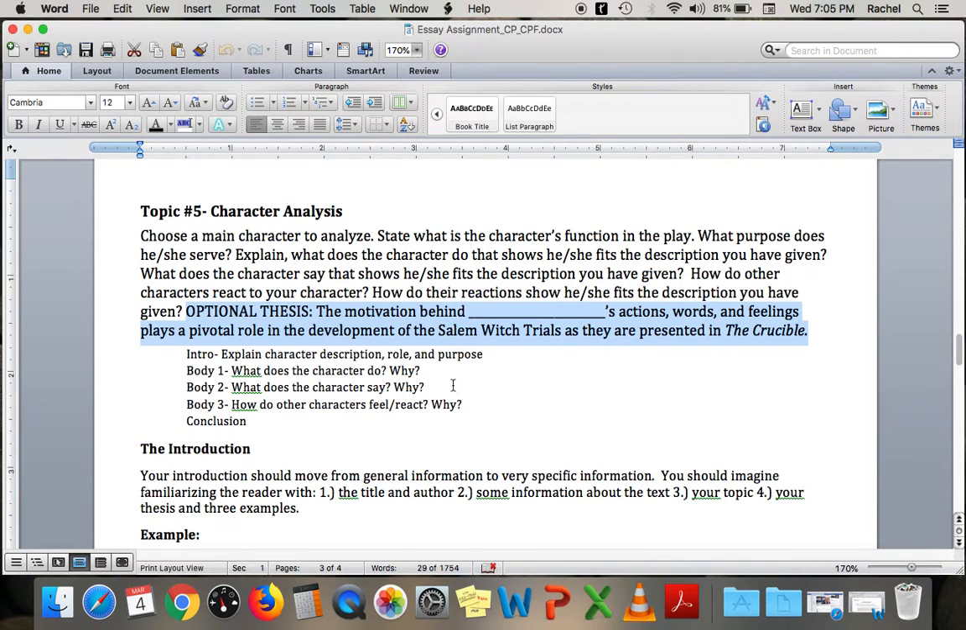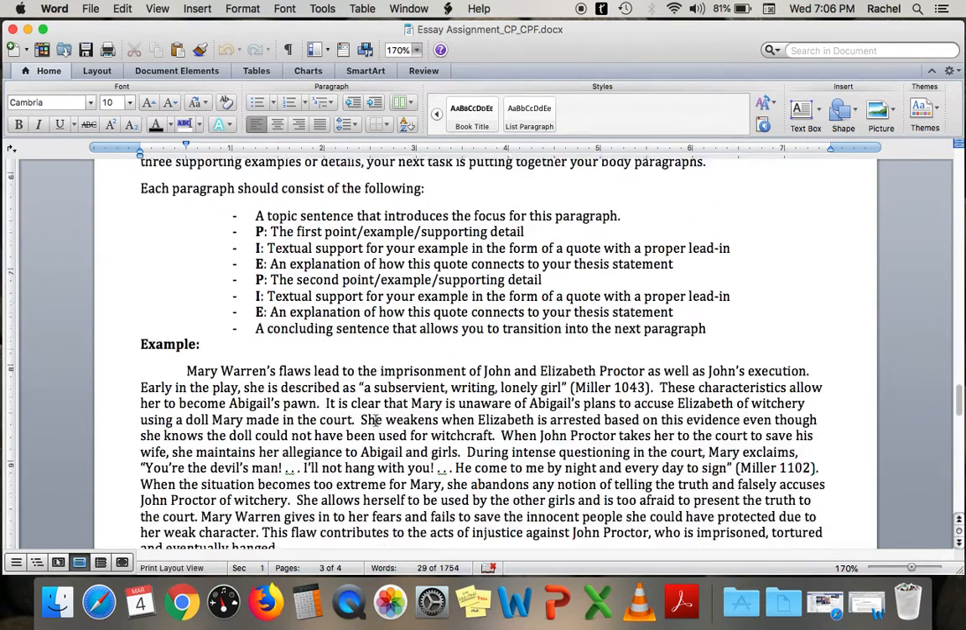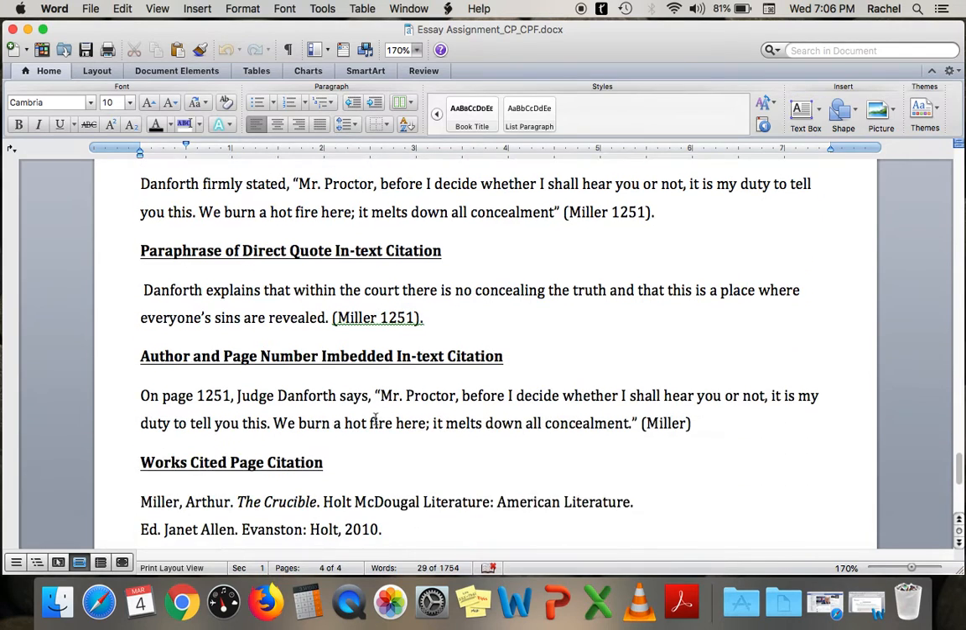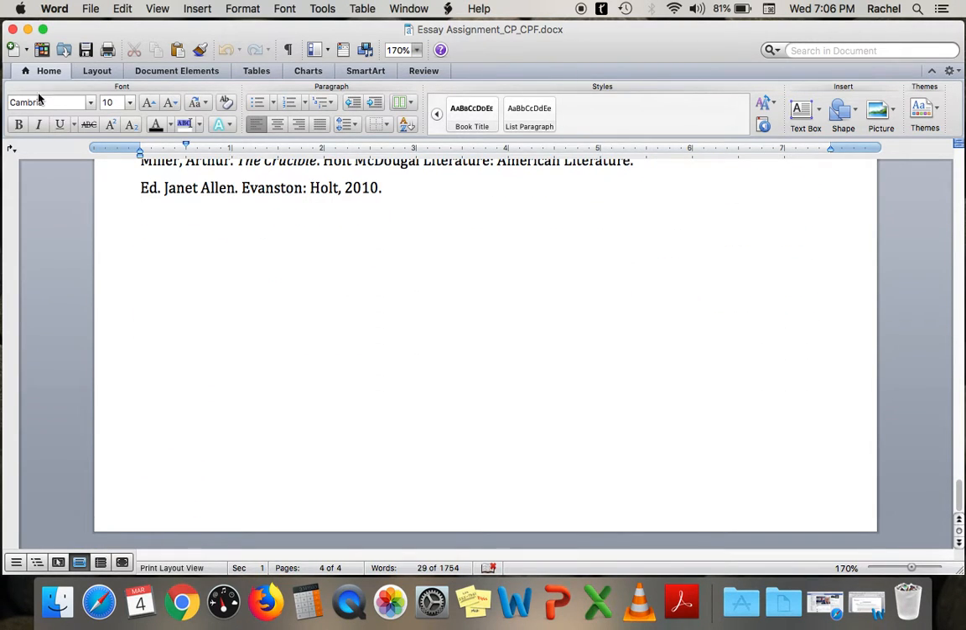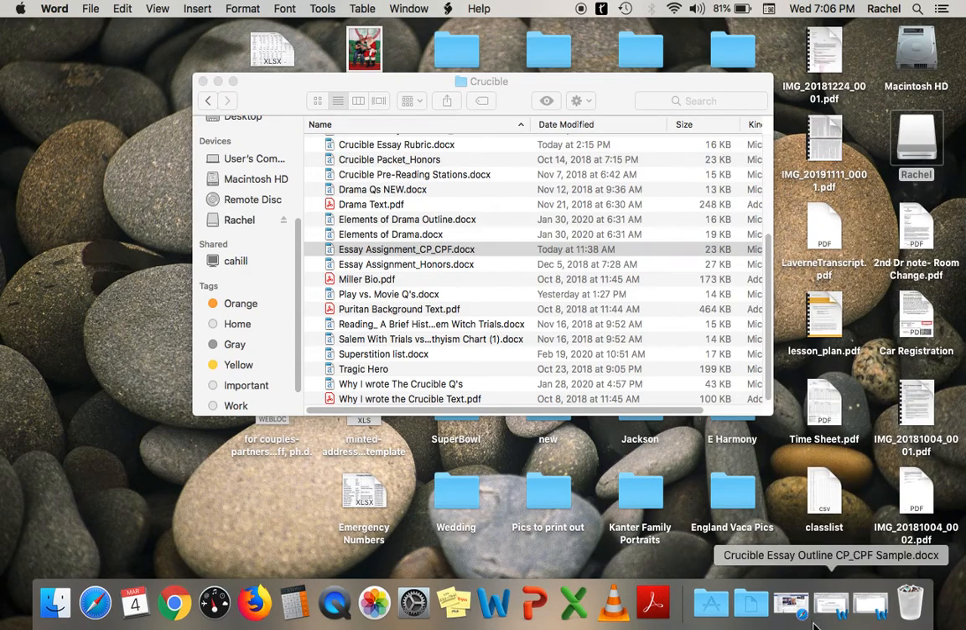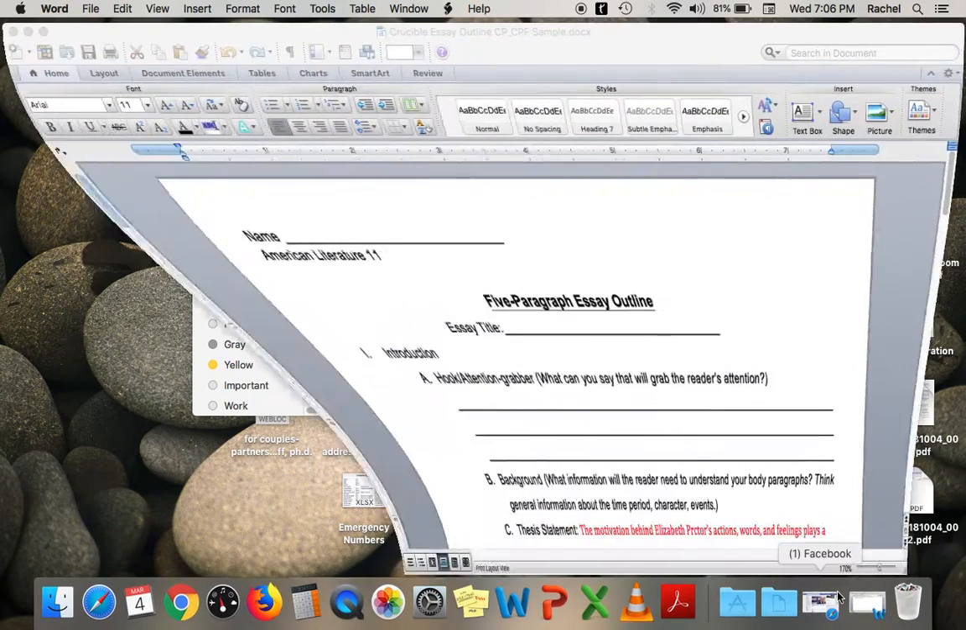When it comes to this particular essay option, we're going to pick 1 character and figure out the purpose of that character, what their role is, how they would be described. And we're going to focus on what the character does, what the character says, and how other characters react to this particular person. The rest of this is all examples that we're going to get to later on next week. So I'm going to go ahead and pull up my outline.